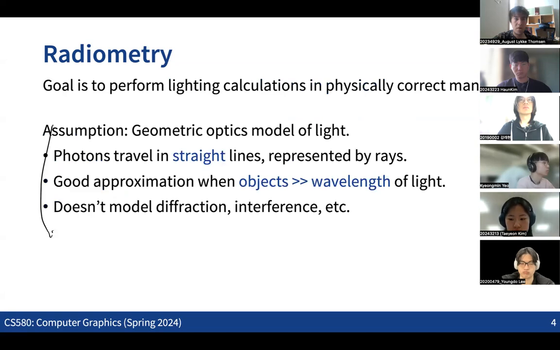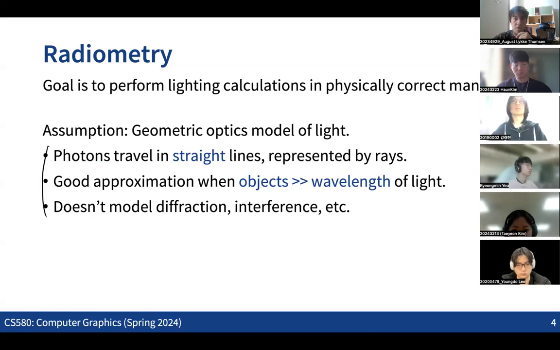So what is the goal of having the four terms? All of radiometry is to do the calculation of lighting in a physically correct manner. While we are having some assumptions here, obviously we are assuming that lights are traveling in straight lines. This is assuming that lights are traveling in empty space, and there is no influence by gravity or other things. So all the lights travel in straight lines.